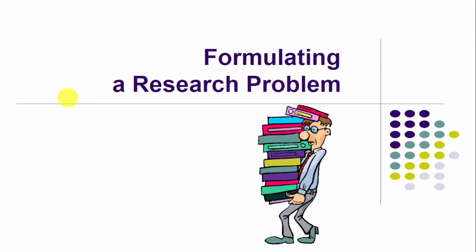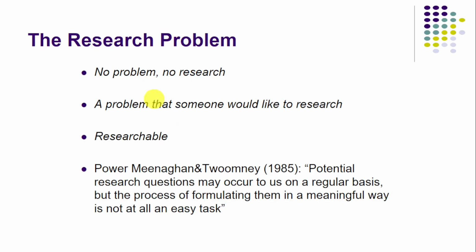So our topic is formulating a research problem. But before the lecture, I will explain the research problem. The research problem means we have a research problem. If we do not have a research problem, then we cannot conduct the research. A research problem is something that someone would like to research. So the simple answer is that a research problem is one that someone would like to conduct research on, and that must be researchable.